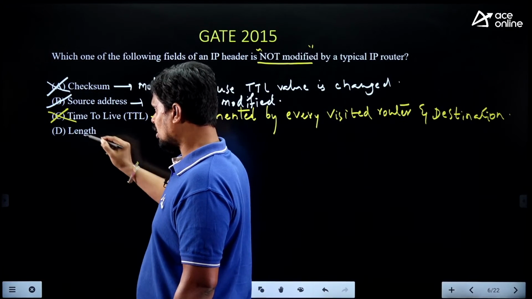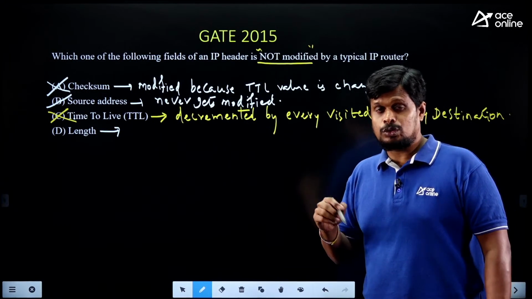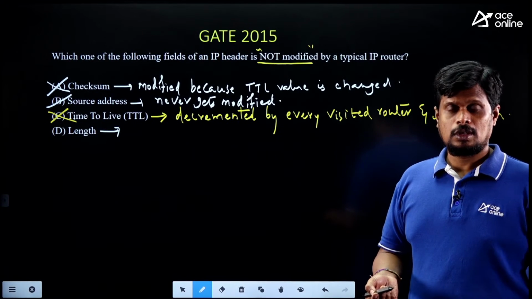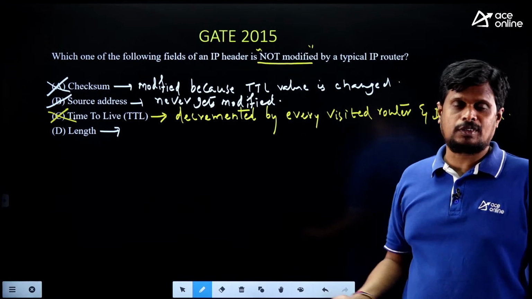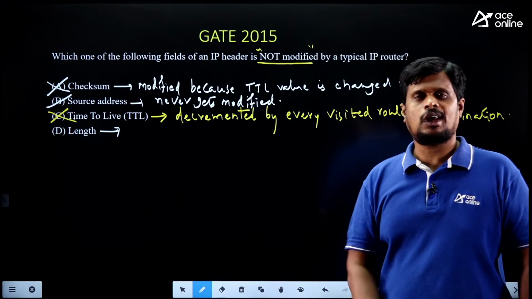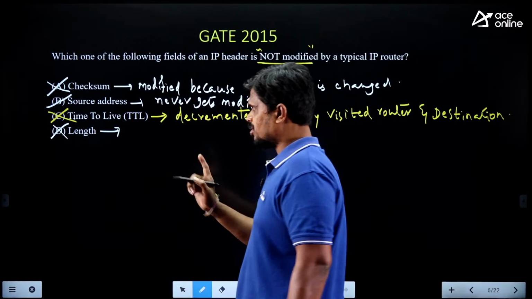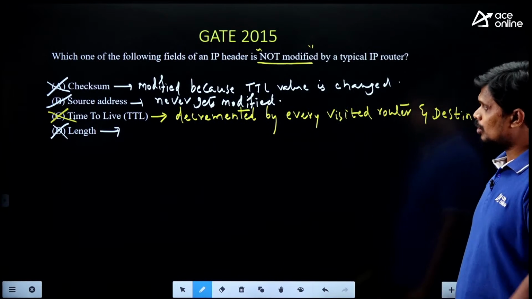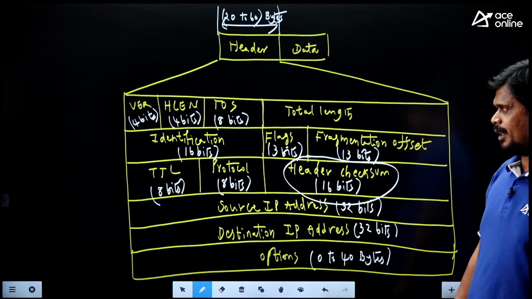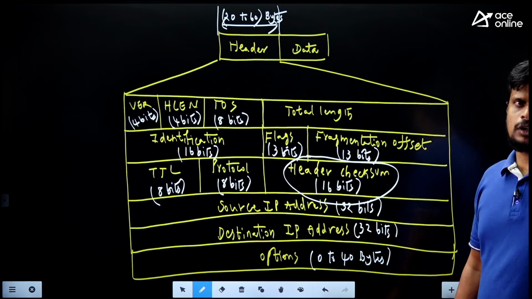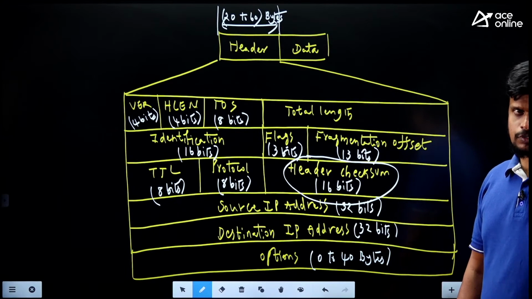Then coming to the total length field, if you consider a fragment, there is a possibility that the particular fragment gets further fragmented. Then there is a possibility of the total length also getting changed. So that's why this is also not an answer. Only option B is the answer for this. To answer this question, you should compulsorily be aware of the entire header format, along with the sizes and the functionality of each and every field of the IPv4 datagram header format.